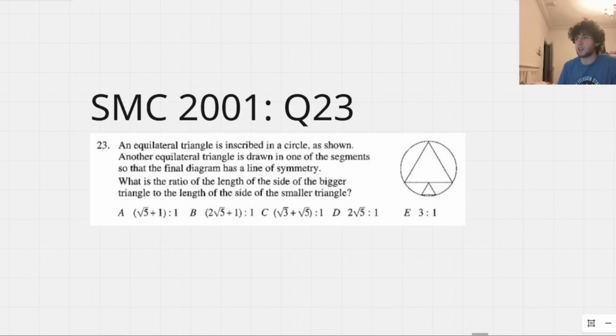Hey everyone, welcome back. This is SMC 2001, question number 23. This is a question that someone requested me to go through, and I think it's quite a difficult question, actually. This is probably one of the most difficult questions they could ask in terms of geometry. Do try this out for yourself if you haven't already seen this question.